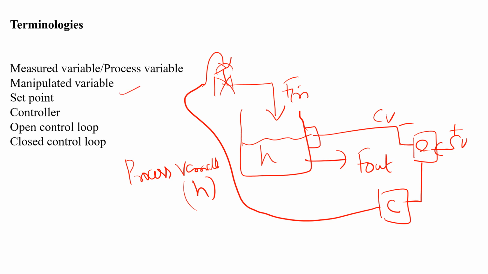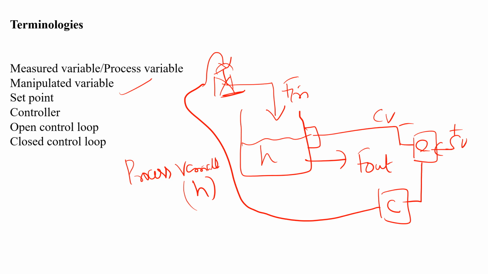So the manipulated variable means, which variable is going to bring the control variable to the set value. For that, the manipulation is done through this. That is, we are going to manipulate this variable so that it will reach the target. That is called the manipulated variable.